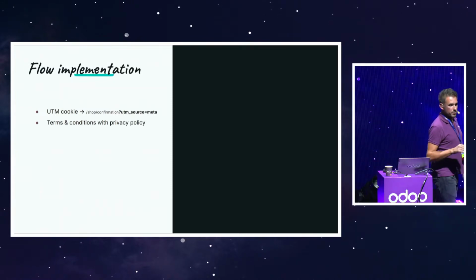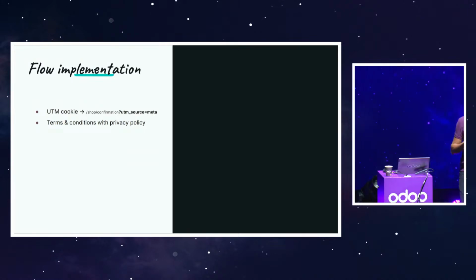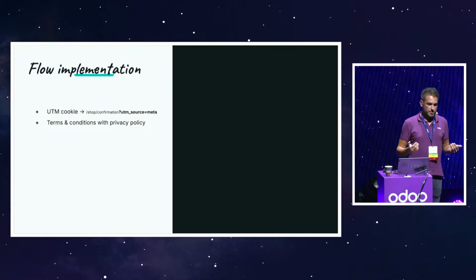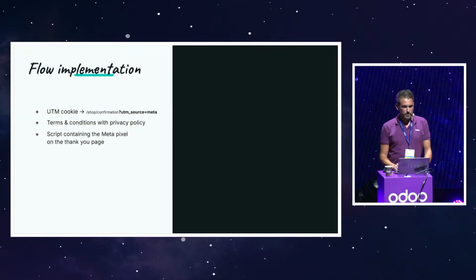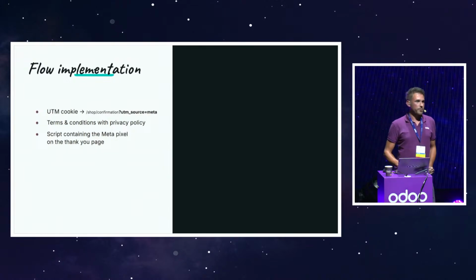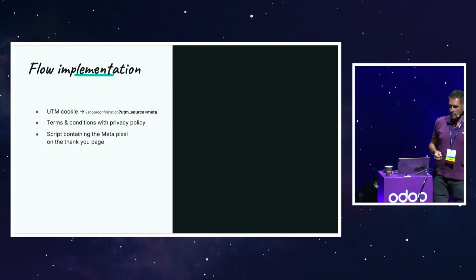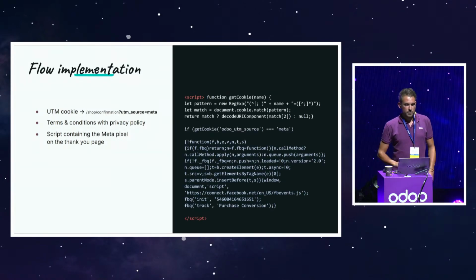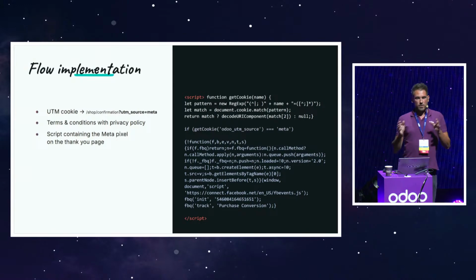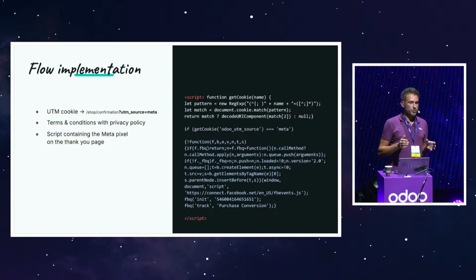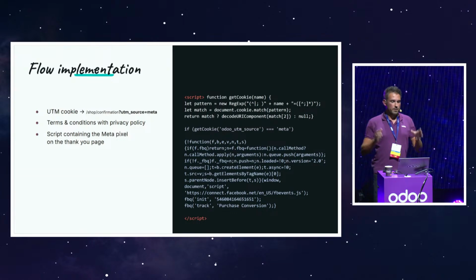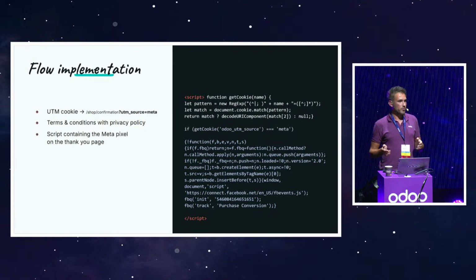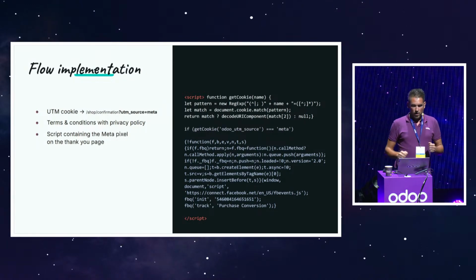As a visitor, when I was purchasing, I also accepted the terms and conditions with the privacy policy. So at that stage, I gave my consent. Then what we did is add a script on a thank you page, with the pixel in it. We can see here that we have a condition: if there is the UTM cookie with the source Meta, then push the conversion to Facebook. And this is possible because we already got the consent of the visitor.